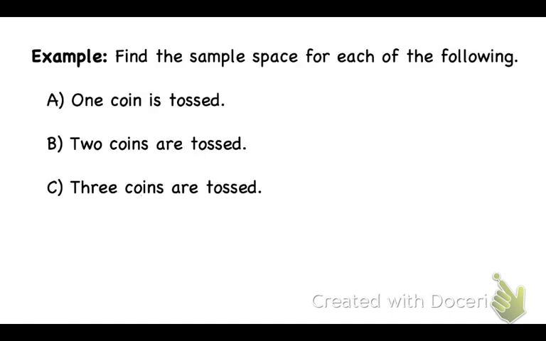Okay, find the sample space for each of the following. 1 coin is tossed. What's the sample space? What can I get? Heads or tails. So I can get heads or tails. 2 coins are tossed. What could I get? I could get heads, heads; heads, tails; tails, heads; and tails, tails.